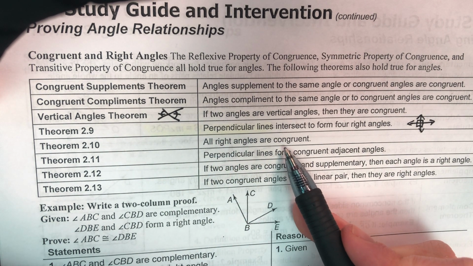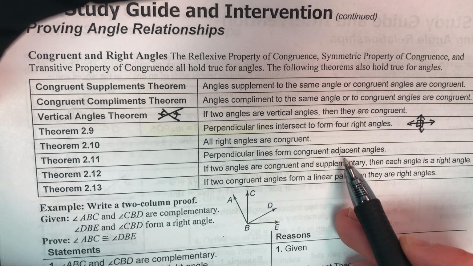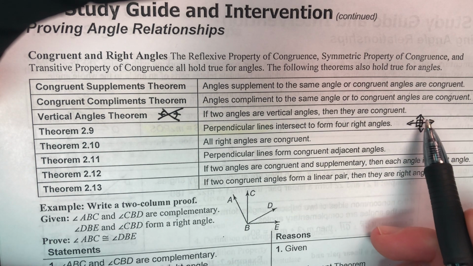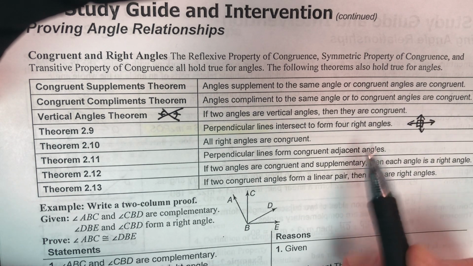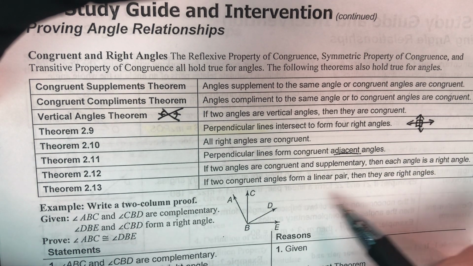All right angles are congruent. They're all equal to 90, so they have to be the same size and the same shape. Perpendicular lines form congruent adjacent angles. So right here, all these angles are congruent and they are adjacent, which means that they are side by side.